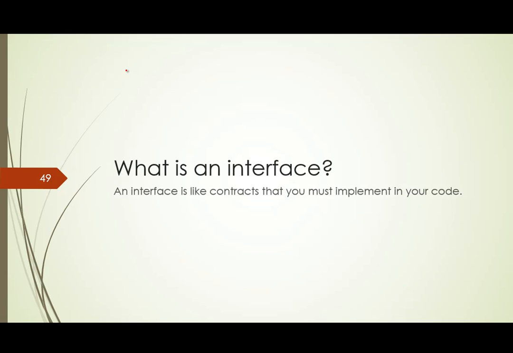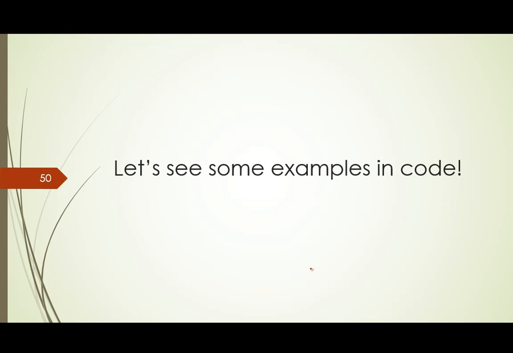So an interface is, as we've said, a contract. If you refer to that interface in your code, let's say in a class, then you have to implement these conditions in your class. That's it. That's the interface. So let's see some examples in coding.